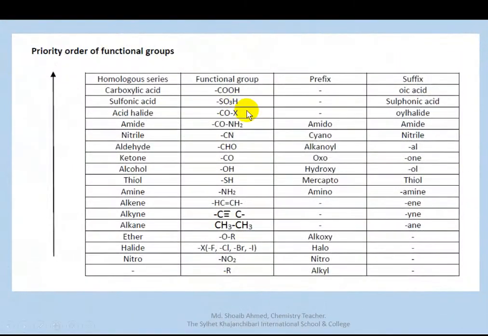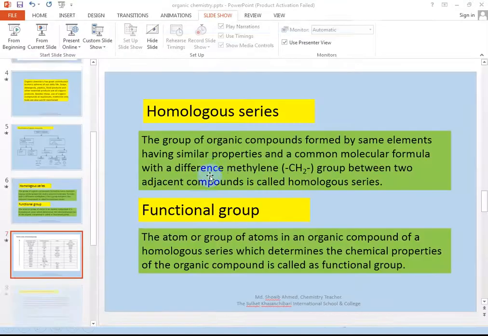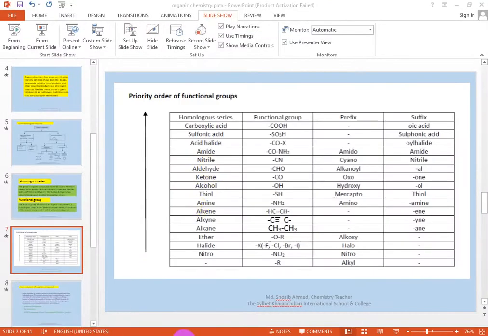Like this, the carboxylic acid functional group is COOH. COOH determines the chemical properties of carboxylic acid. Sulfonic acid is SO3H. The aldehyde functional group is CHO. Look at this compound.